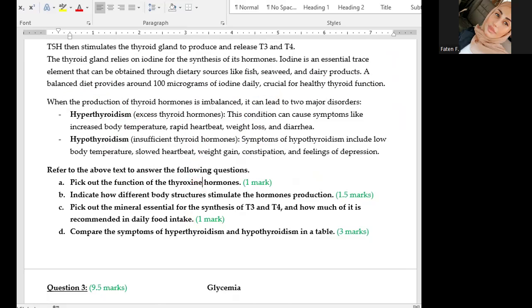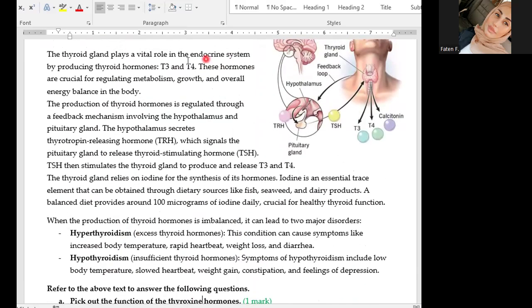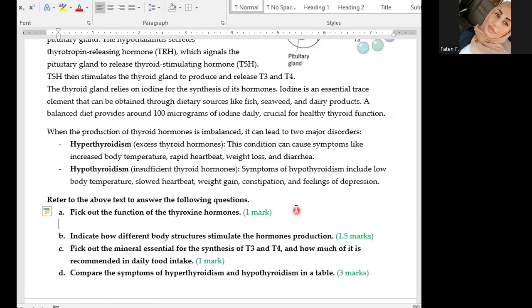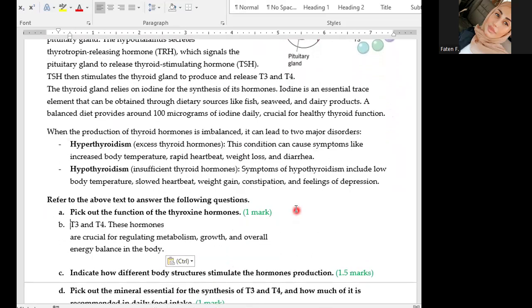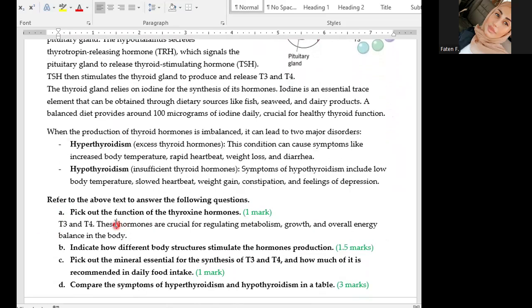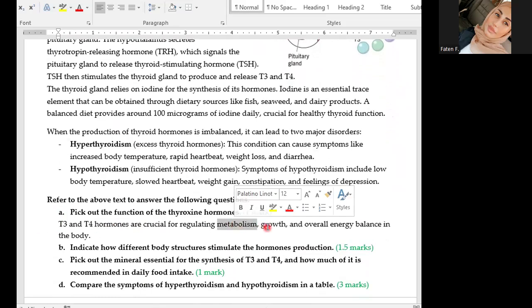Pick out the function of the thyroxine hormones. Let's go up. What did they tell us about T3 and T4? They said that these hormones are important for metabolism, growth, and overall energy balance of the body. Pick out, meaning you have the answer in front of you. All you need to do is to look for it and copy it. So T3 and T4 are important for regulating metabolism, growth, and energy balance of the body.